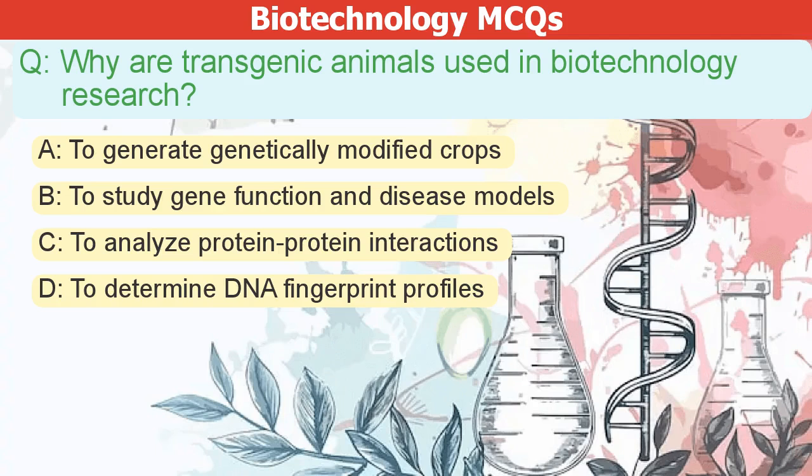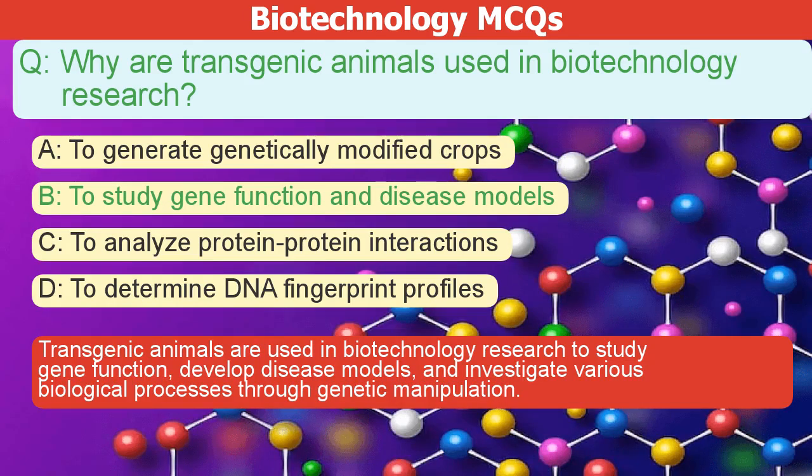Why are transgenic animals used in biotechnology research? A. To generate genetically modified crops. B. To study gene function and disease models. C. To analyze protein-protein interactions. D. To determine DNA fingerprint profiles. The correct answer is B.